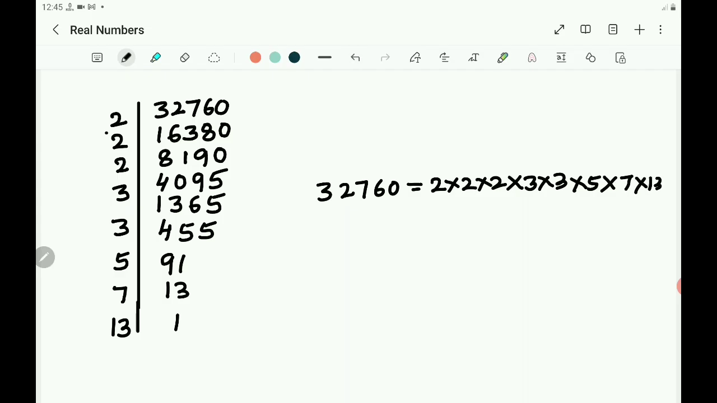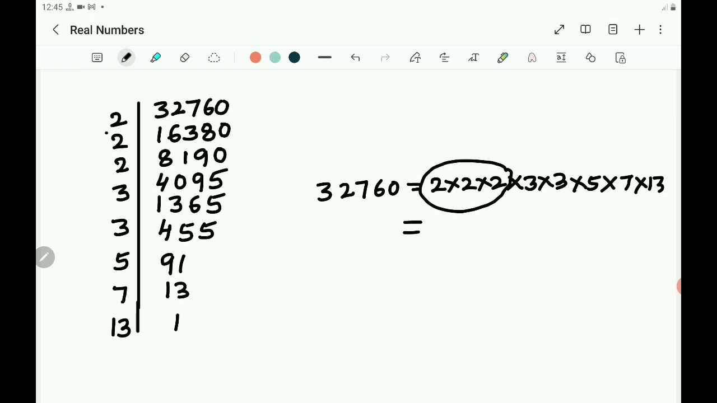Count the factors. 1, 2, 3, 4, 5, 6, 7, 8. Here also 1, 2, 3, 4, 5, 6, 7, 8. So, got all the factors. Now, if it is possible, express in the form of power.